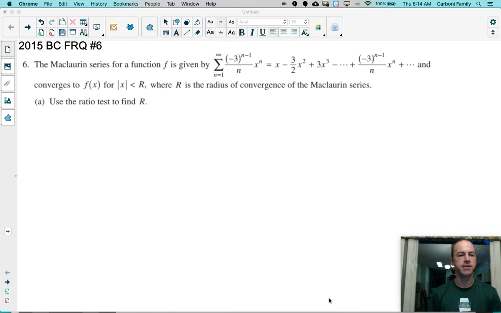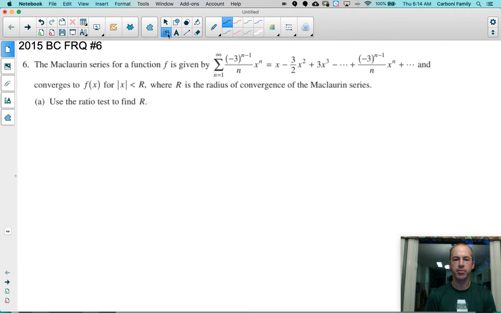Okay, the 2016 number 6 on the BC exam, and the last question on the BC exam is always a series question. We have a Maclaurin series. They give you the summation formula and the first three terms along with the general term. And question A simply asks you to find the radius of convergence. Now that's kind of nice because we don't have to go all the way through the interval of convergence.